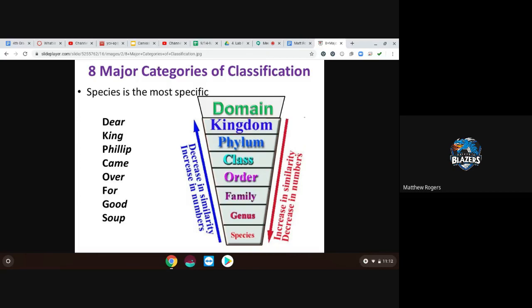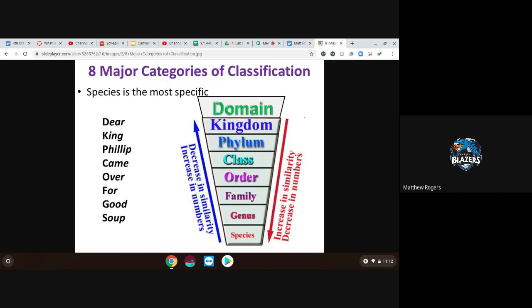and as we go down the pyramid in this picture, we get more and more detailed. We'll work through this even on Monday. This is just the introduction of it. I just wanted you guys to see it. When we're looking here, we have domain. We don't really talk a lot about domain because it's pretty straightforward. You're either eukaryotic or prokaryotic.